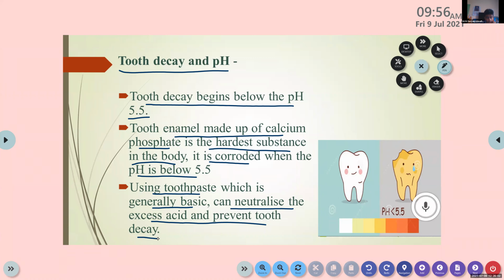Tooth decay begins below pH 5.5. Tooth enamel, made up of calcium phosphate, is the hardest substance in the body. It is corroded when the pH is below 5.5. Using toothpaste, which is generally basic, can neutralize the excess acid and prevent tooth decay.